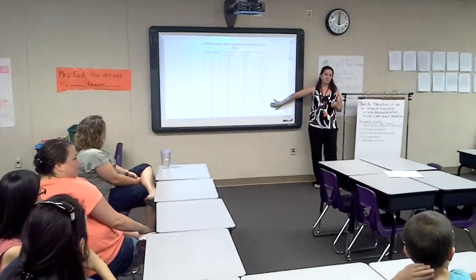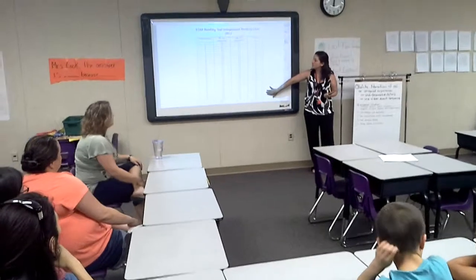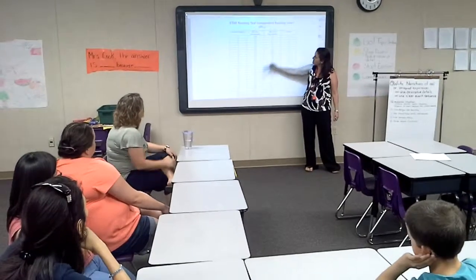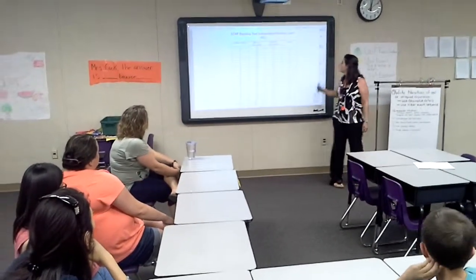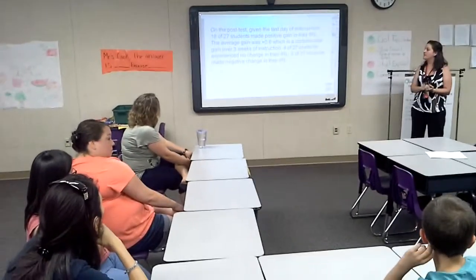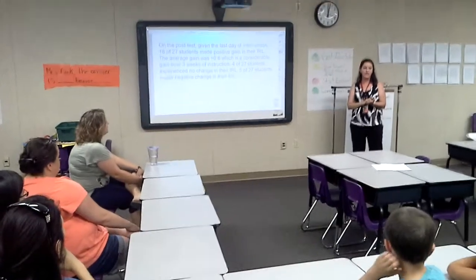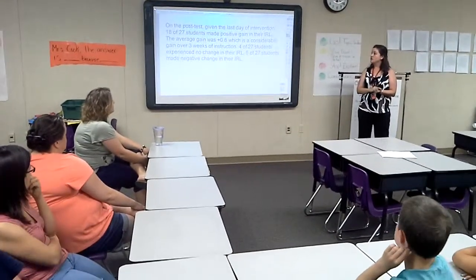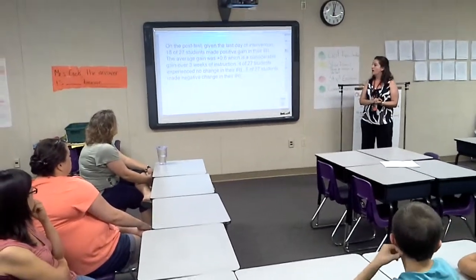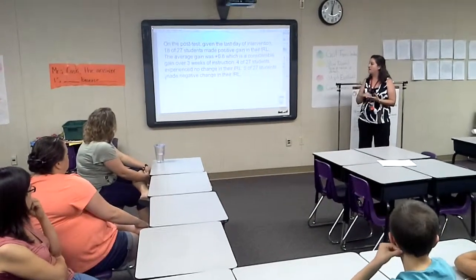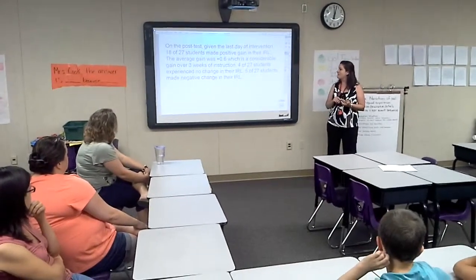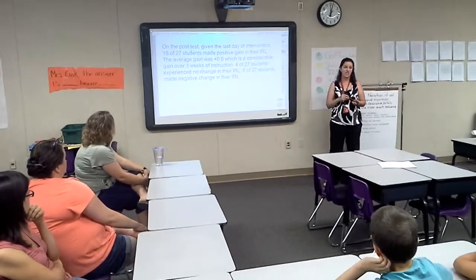I also used the STAR reading test on Accelerated Reader. At the beginning of the intervention, I had them take the test, and at the end, and I found that on the last day of intervention, 18 out of 27 students did make a positive gain in the independent reading level. The average gain was 0.6, which is a considerable gain over 3 weeks. Some students were more, some were less, but that was the average. 4 out of 27 experienced no change at all, and 5 out of 27 had a negative change.